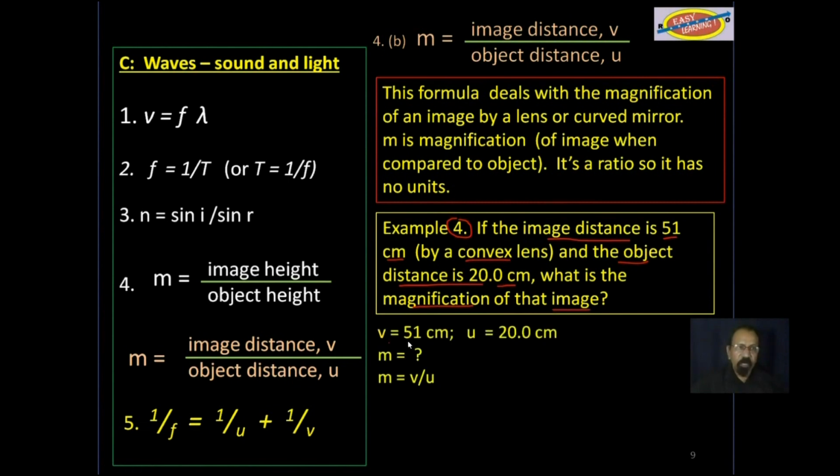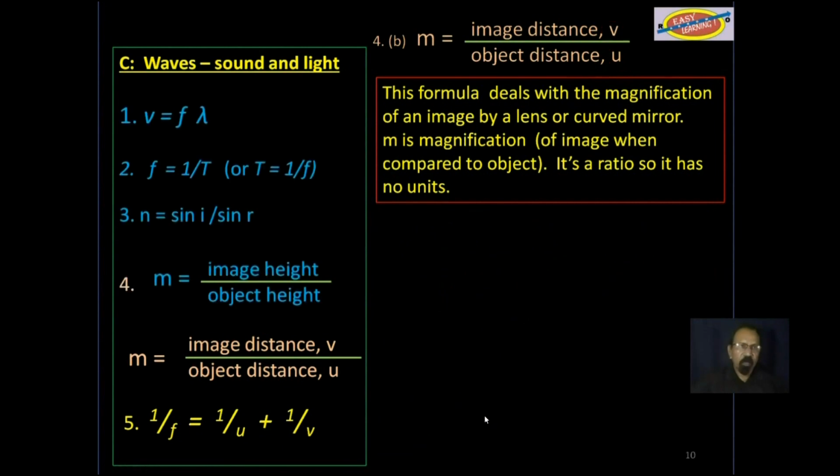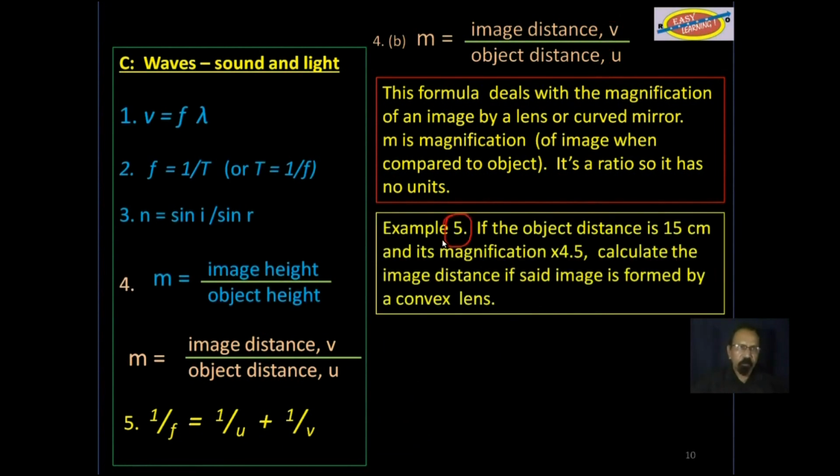So we know that V is equal to 21 centimeters, U is equal to 20 centimeters. We want to find M. We know M is equal to V over U, that is to say, image distance over object distance. And we substitute the numbers we are given, and we get a magnification of 2.6, rounded off to two significant figures. Let's look at another example.